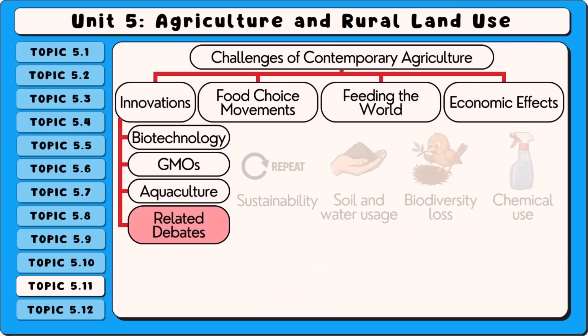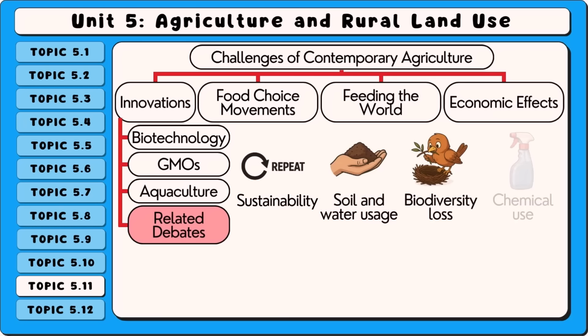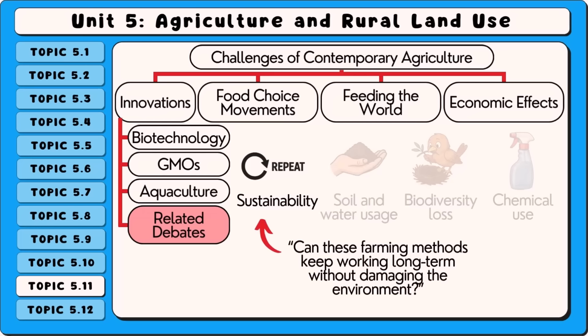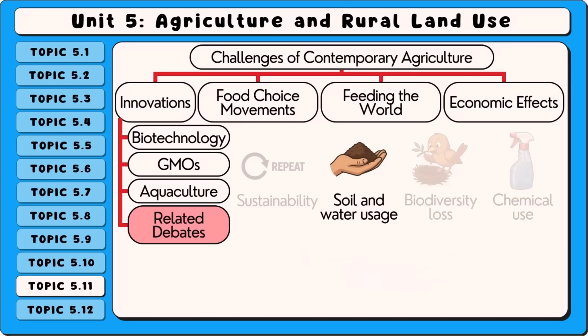Now let's look at the 4 debates that come with these innovations: sustainability, soil and water usage, biodiversity loss, and chemical use. First is sustainability. People ask, can these farming methods keep working long-term without damaging the environment? Some innovations improve food supply now, but they may use up resources or create pollution that makes farming harder in the future.